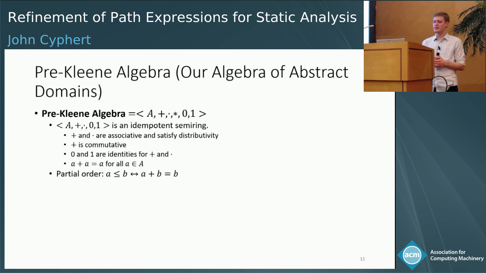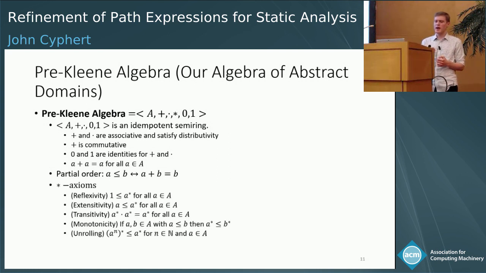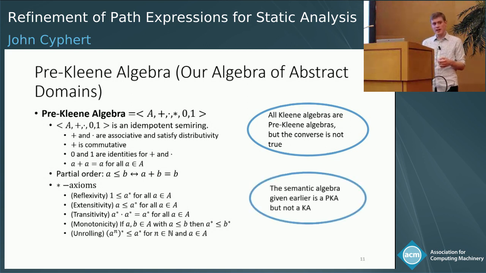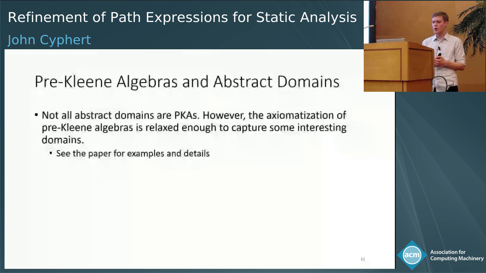A pre-Kleene algebra has the same signature as a Kleene algebra. If you remove the star, you also get an idempotent semiring with the same partial order. However, we have a different set of star axioms, which are given here. It's not super important to know all the details of each of the individual star axioms, but the important thing is that you can derive all these axioms from the axioms of a Kleene algebra. That means that pre-Kleene algebras are strictly weaker structures than Kleene algebras. As an example, the algebra given previously is an example of a pre-Kleene algebra, but it's not a Kleene algebra.